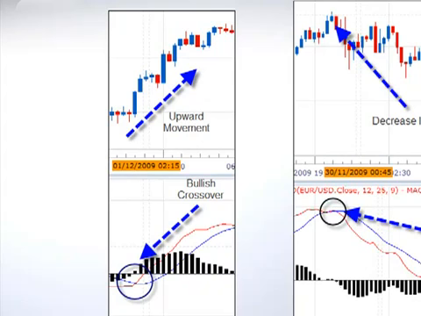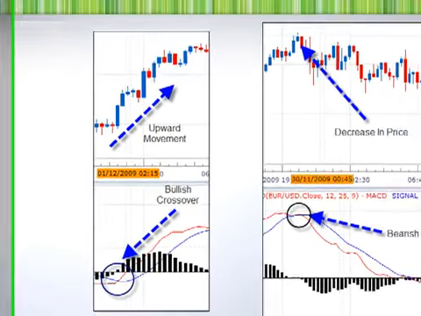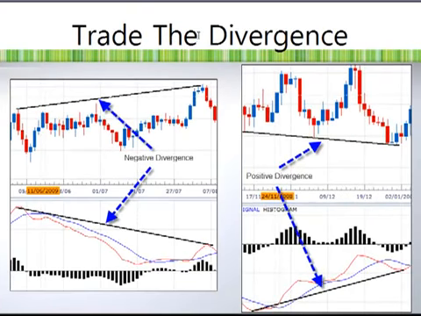Besides this crossover strategy, we can trade the MACD divergence, which is a very, very reliable strategy. Actually, I recommend this MACD divergence strategy to all traders, especially new traders, because it's a very, very easy to trade strategy, and it's very, very reliable.